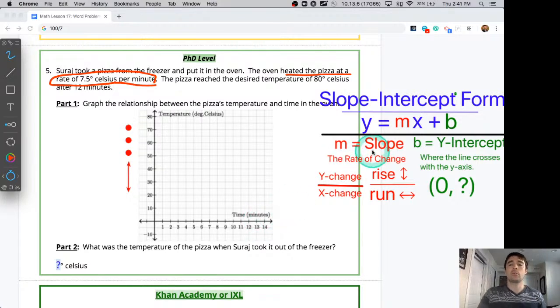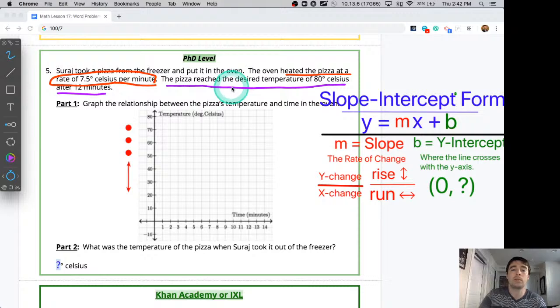I also need to know a little more than the slope. If I'm going to make a graph, I need to know where things start, or at least where they are at one point in time. I'm going to underline this next sentence in purple. It says the pizza reached the desired temperature of 80 degrees Celsius after 12 minutes.